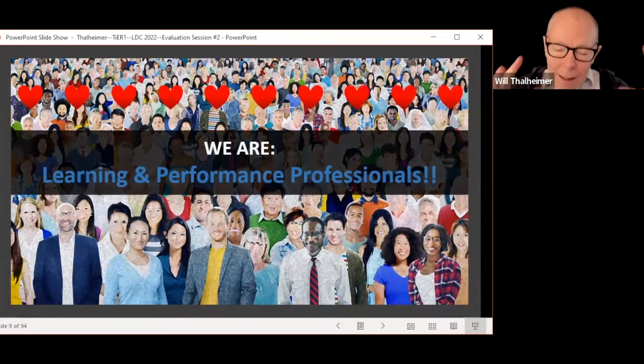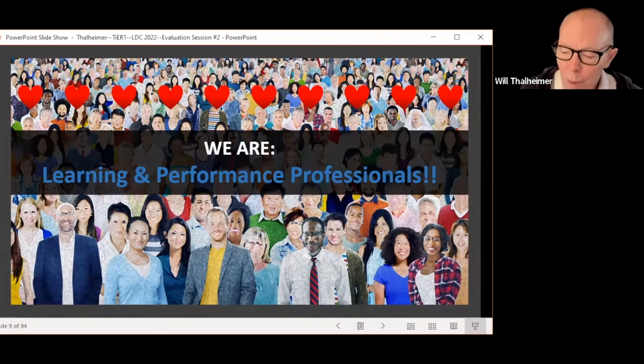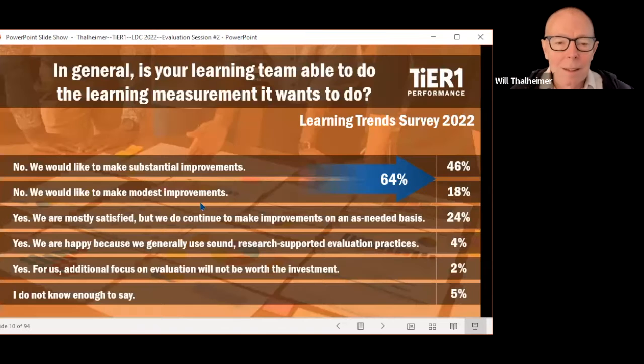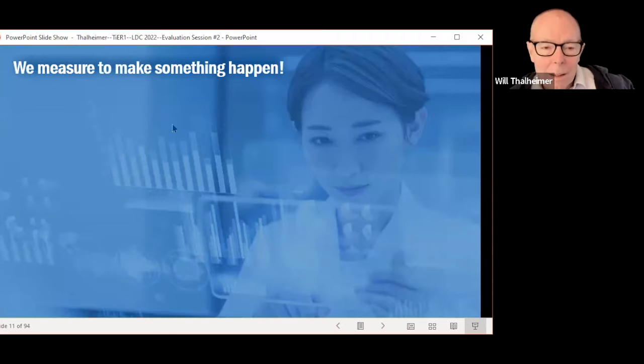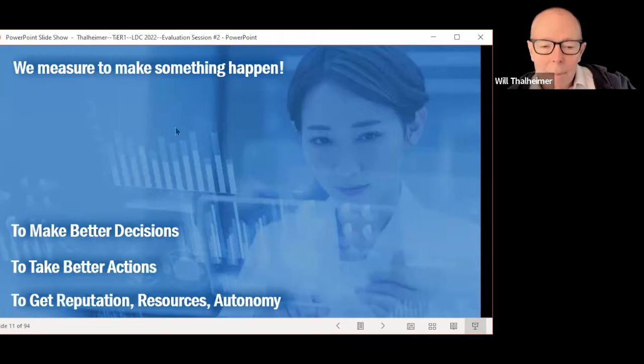I'm a big believer in spaced repetition. So what I thought I'd do is remind us of some of the things we went through last week. First of all, when we talk about learning evaluation, we always want to ground it in the work that we do. And we do important work. Those hearts are there to give us some love. But with great impact comes great responsibility. One of those is learning evaluation. And unfortunately, we have found through the years, and also this year, that 2/3 of us don't think our learning team is able to do the learning measurement it wants to do. One of the most important things I like to emphasize is we measure to make something happen: to make better decisions, to take better actions, and to earn the reputation so that we can get resources and the autonomy to do effective learning designs, to do the work that we want to do.